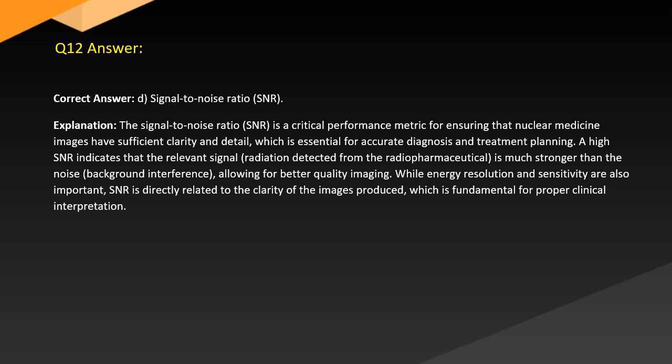Answer. Correct answer: D. Signal-to-noise ratio, SNR. Explanation. The signal-to-noise ratio is a critical performance metric for ensuring that nuclear medicine images have sufficient clarity and detail, which is essential for accurate diagnosis and treatment planning. A high SNR indicates that the relevant signal, the radiation detected from the radiopharmaceutical, is much stronger than the background noise interference, allowing for better imaging.